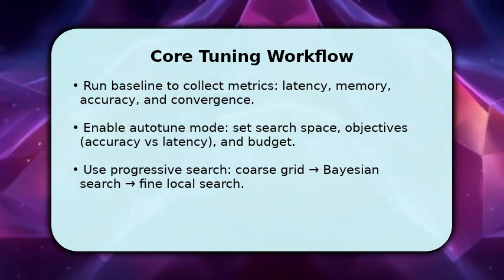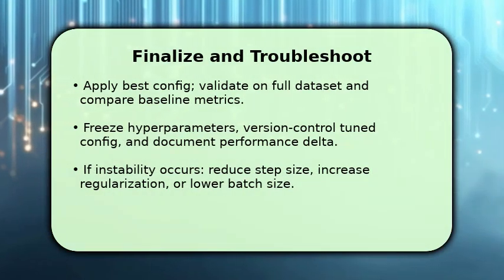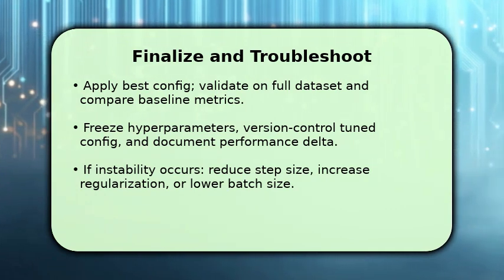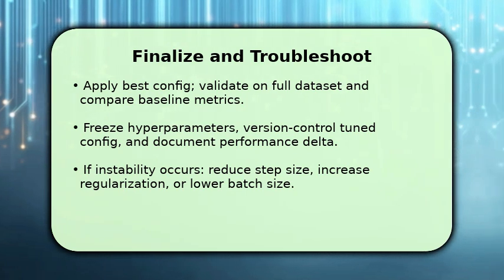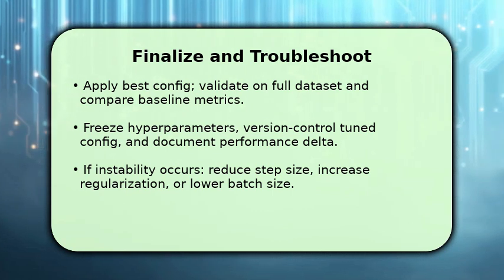Throughout, monitor resource use. You apply the best found configuration and validate it on the full dataset, comparing accuracy, latency, and memory against your baseline to quantify improvements. Once satisfied, freeze hyperparameters, commit the tuned config to version control, and document the performance delta and any caveats.